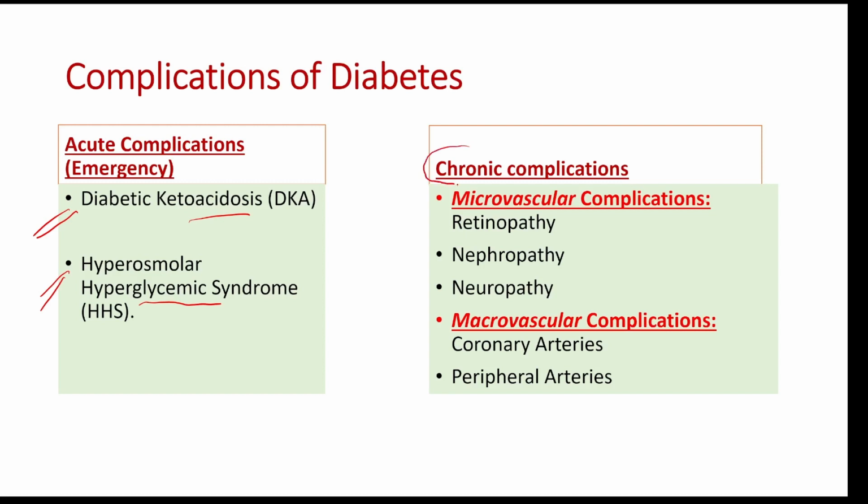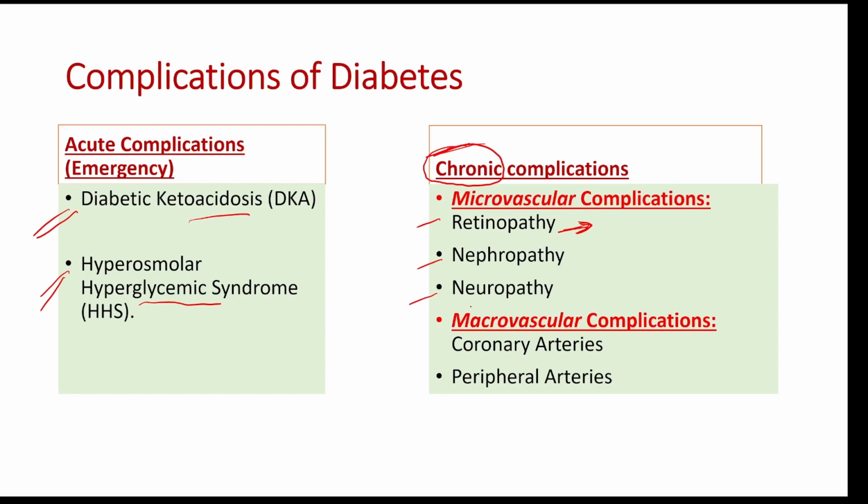On the long-term complications, we call these chronic complications. The patients suffer from chronic complications such as retinopathy, nephropathy, neuropathy. Retinopathy affects the eye, and the patient may suffer from impaired vision. Nephropathy, decreased kidney function. Neuropathy, the patient may suffer from tingling and numbness in their extremities.